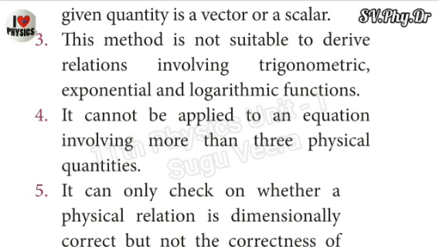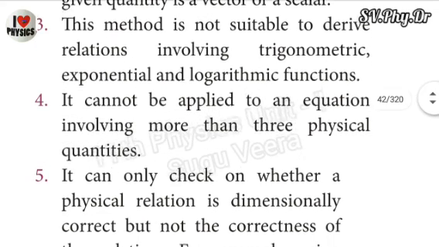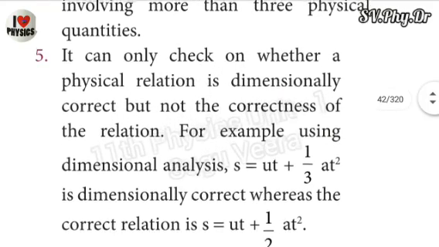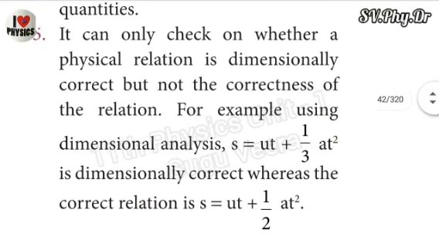And the last point, it can only check whether a physical relation is dimensionally correct, but not the correctness of the relation. For example, using dimensional analysis, s equals ut plus 1 by 3 at square is dimensionally correct, whereas the correct relation is s equals ut plus 1 by 2 at square.